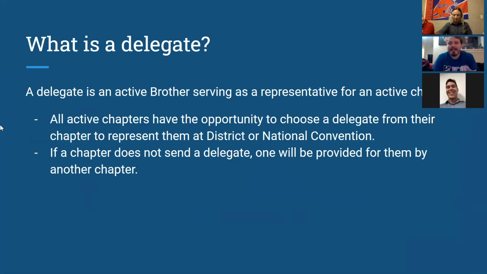So what exactly is a delegate? A delegate is an active brother serving as a representative for an active chapter. Any active chapter in the Southeast District has the opportunity to submit a delegate who will serve at district or national convention, whichever one they are able to attend. If a chapter does not submit a delegate, of course, one can be provided for them by another chapter, as chosen by the district council.